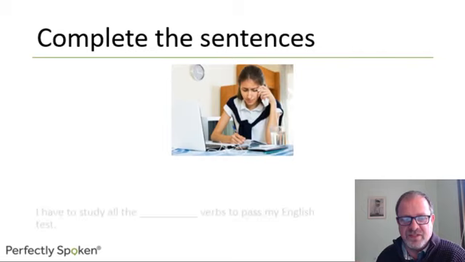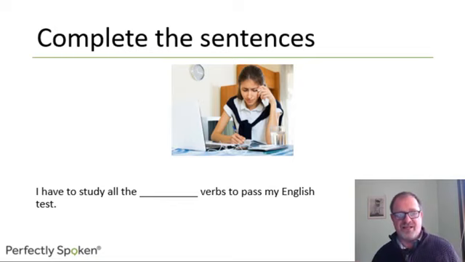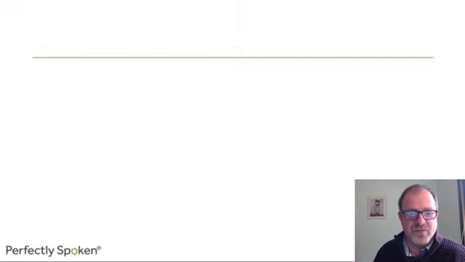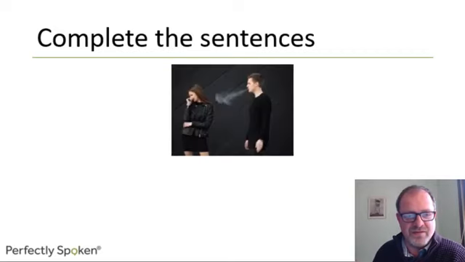Next one. Here's a girl studying hard for an English test. I have to study all the something verbs to pass my English test. Okay, so for example, go, went, have, had, or go, went, gone if you want the participle and so on. These are, of course, irregular verbs. Irregular verbs. The ones you don't add -ed to. Good.